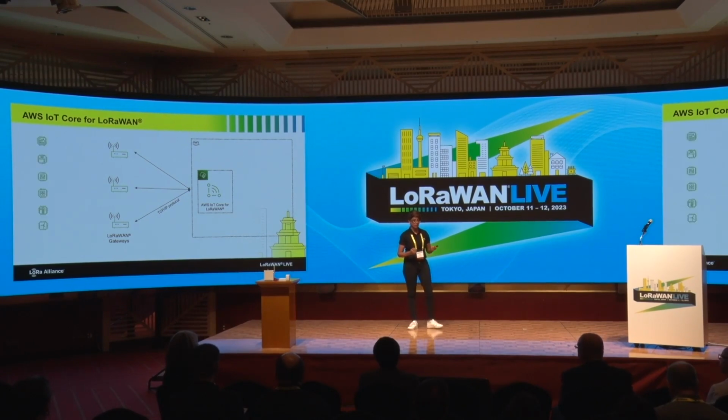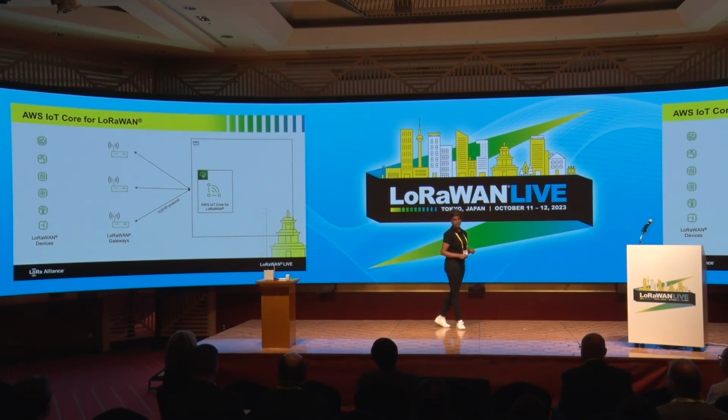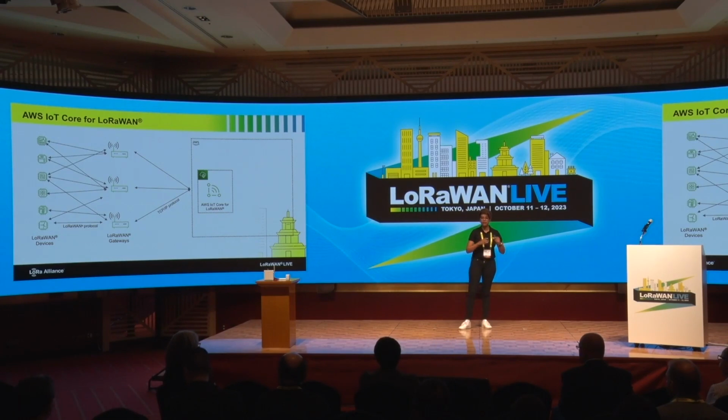So how do you connect the LoRaWAN devices now? I mentioned how you connect the LoRaWAN gateways to the network server, because we have the gateway provisioning management capability in the IoT Core for LoRaWAN service. In order to connect your LoRaWAN devices, you go through the join procedure of the LoRaWAN protocol. So this, again, is part of the AWS IoT Core for LoRaWAN service.